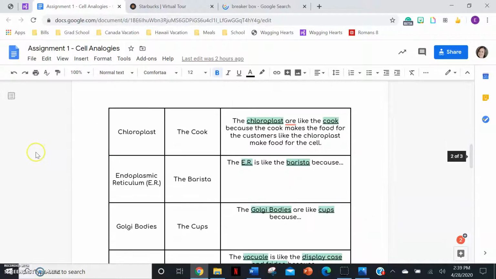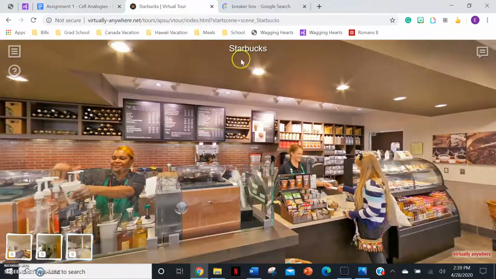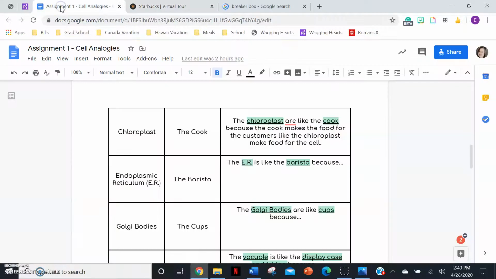Now, the last example that's been done for you is comparing the chloroplast to the cook. The chloroplast is like the cook at Starbucks because the cook makes the food for the customers. If I look over here, there's this display case of goodies, and there's some snacks here and some snacks here, while the cook controls what food is going to be at Starbucks, just like the chloroplast makes food for the cell. Now remember, this is only for plant cells. Animal cells do not have chloroplast.